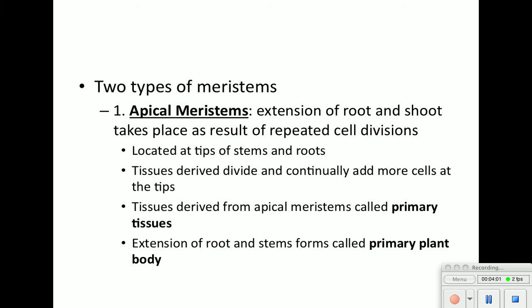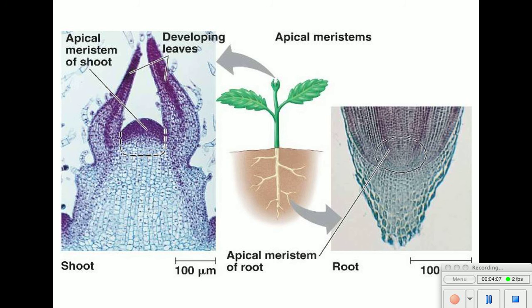So maybe if you want to think of it like vertical elongation or extension. So here's some pictures. This is the apical meristem, and you can see how it's just densely packed with cells undergoing division. So again, apical meristem, the tip of the top here. If we look at the roots, this would be the apical meristem.